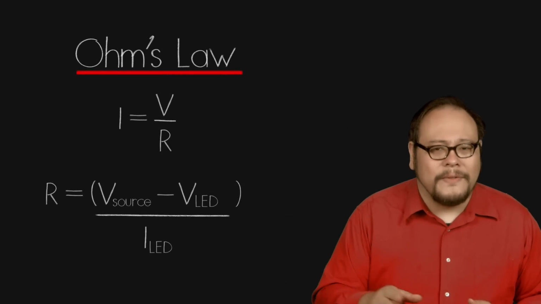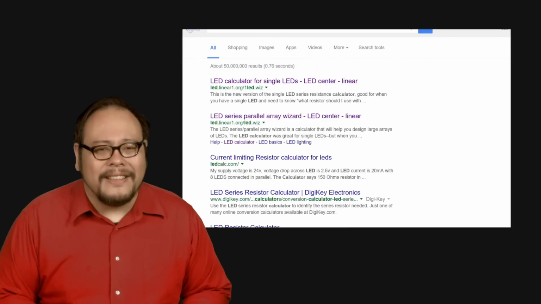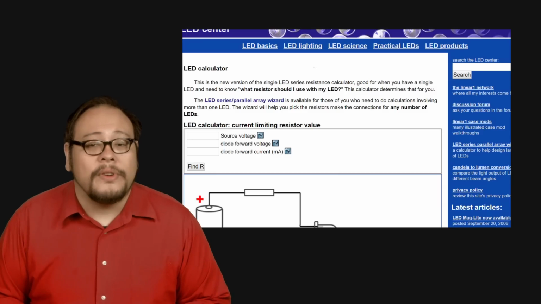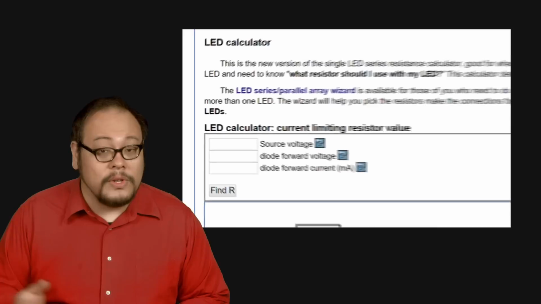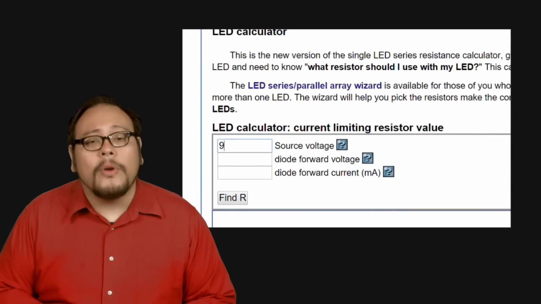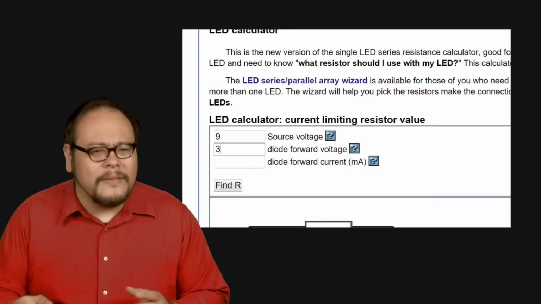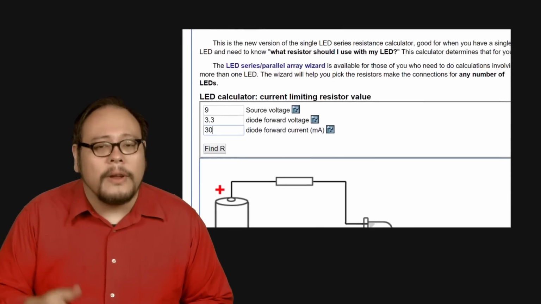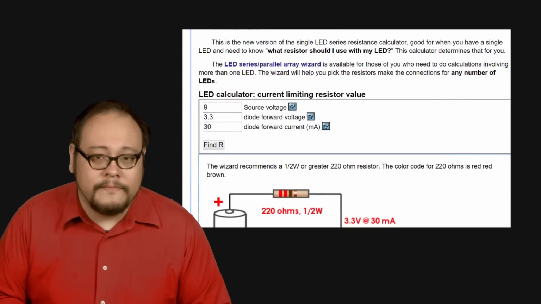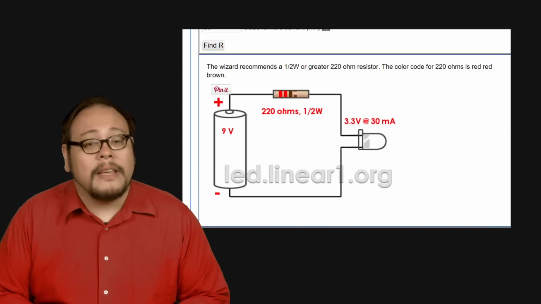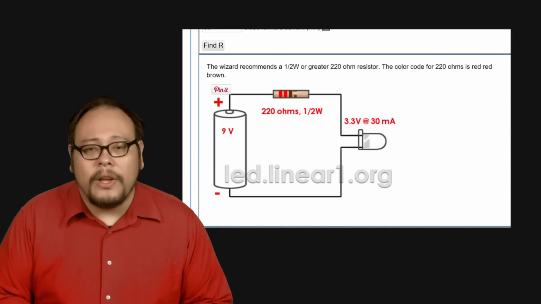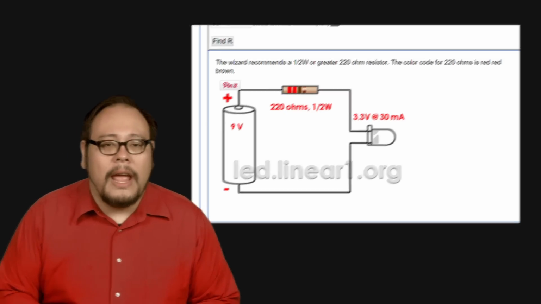But this isn't the course for engineers. Google LED calculator and you'll find an online resource for determining which resistor you would need. We put in our source voltage, 9 volts, the forward voltage, 3 volts, use a value in the operating range of your LED, and put in the forward current of the LED, 30 milliamps. The calculator will do the math and select the closest commercially available resistor. In our case, it's a 220 ohm, 1/2 watt resistor, and as you can see, it lights up perfectly.